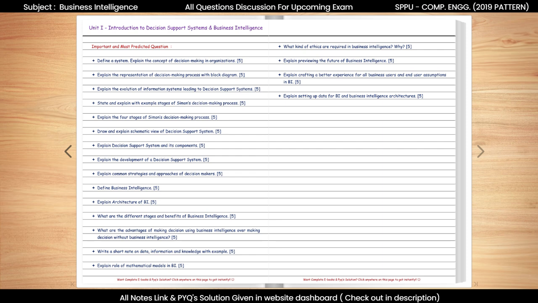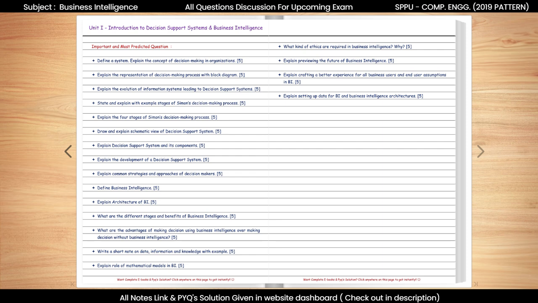Now, let us move on to our next important topic, future of business intelligence. From this topic, we can expect questions such as, explain previewing the future of business intelligence. The future of business intelligence focuses on real-time analytics, artificial intelligence integration, predictive insights, and user-friendly tools that empower all business users.